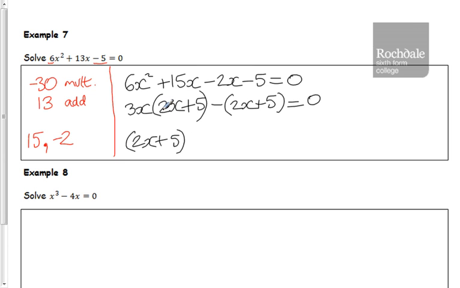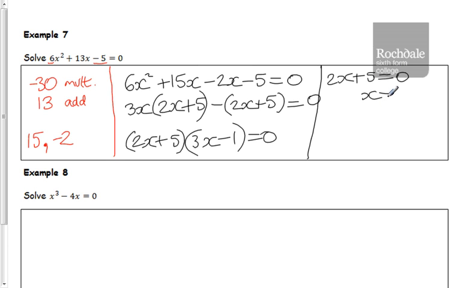So bring out these common factors, leaves us with 3x minus 1. So two brackets multiply to give 0. If the first bracket was 0, x would have been minus 5 over 2. If it was the other bracket that was 0, x would have been a third.